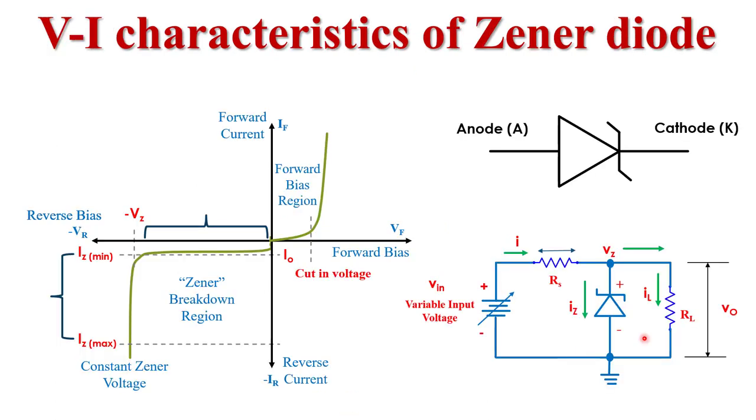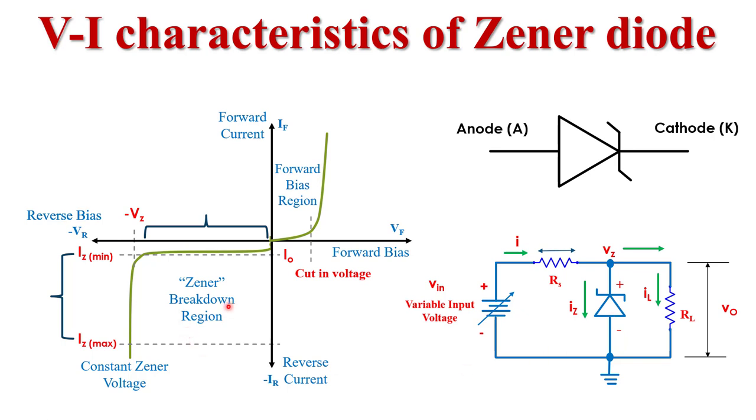Now how the Zener diode works as a voltage regulator will be understood with the help of the VI characteristic of the Zener diode. This is the circuit symbol of the Zener diode, and this is the circuit diagram of the voltage regulator. We know that a Zener diode is always connected in reverse bias, so here we study the reverse bias characteristic of the Zener diode.